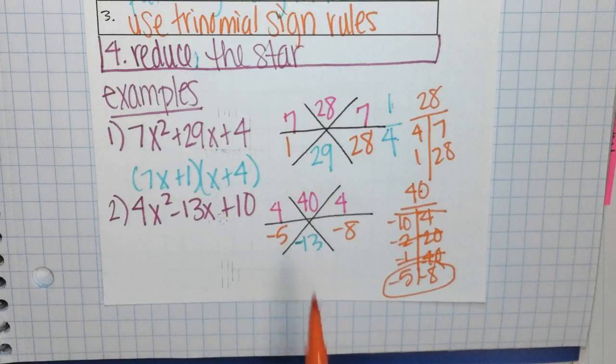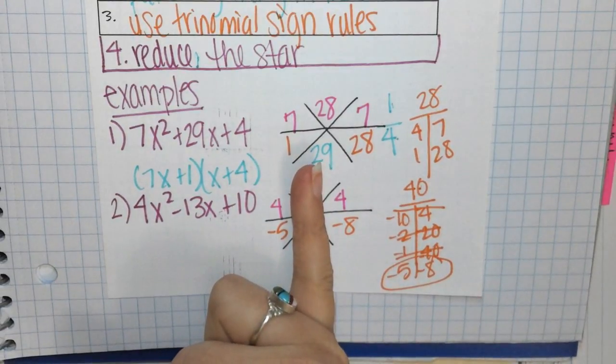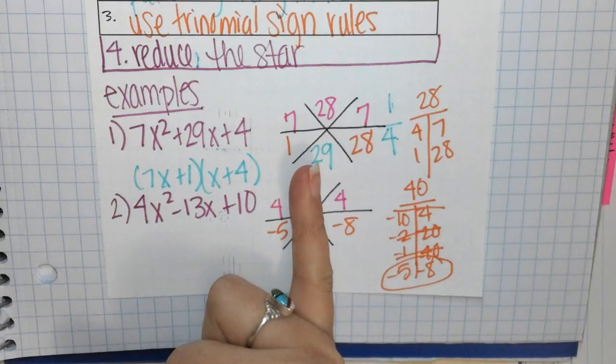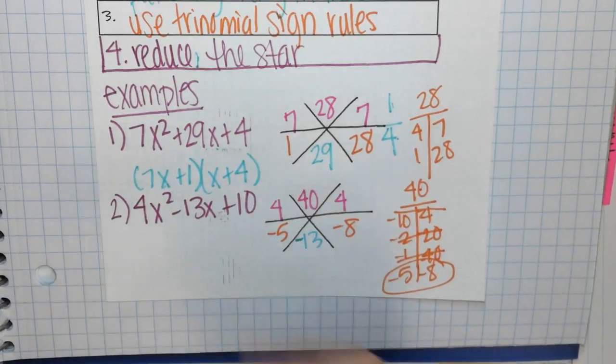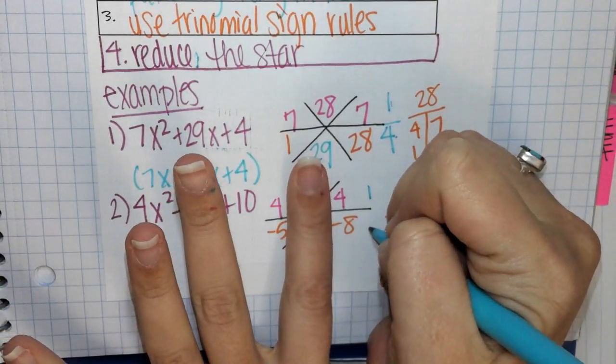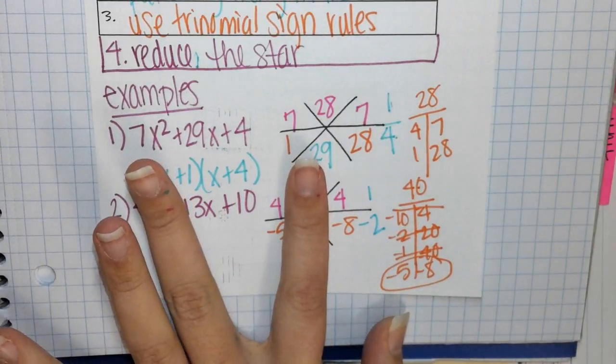Is that better? Okay. Now, cover up the middle. Which side can be reduced? The left or the right? The right. And what goes into both 4 and 8? The biggest number, don't just say 2. 4. Good. And that becomes 1, negative 2.